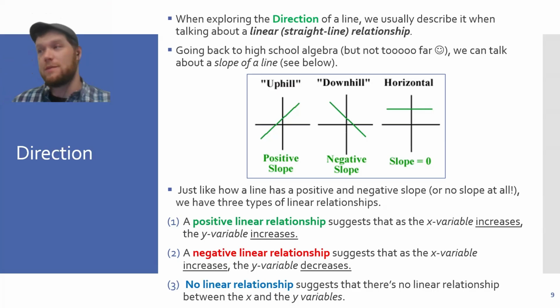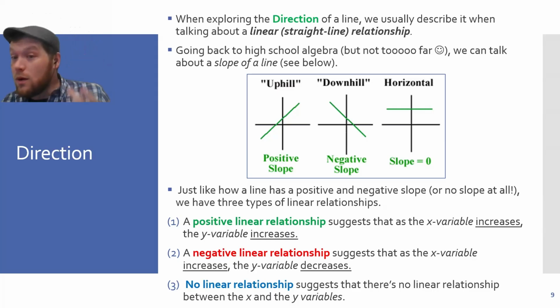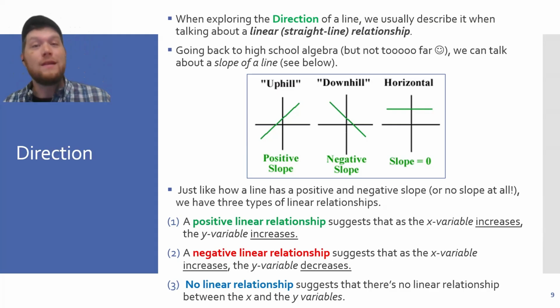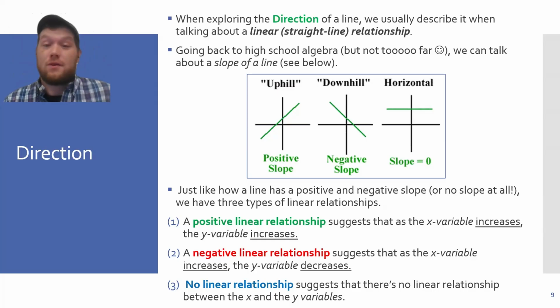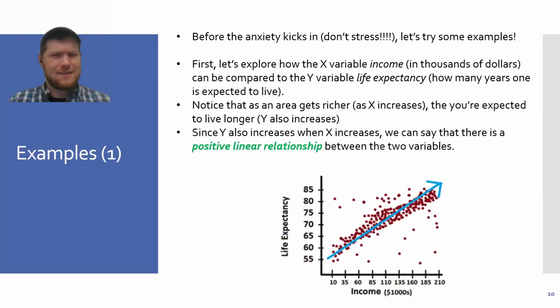No linear relationship. I'm going to be very specific. There's just no line that really makes sense. It's not saying it's not a relationship. We're going to talk about that soon. But whatever relationship there is, if there is one, it's not a linear one. It's got to be something else. So let's try some examples, get comfortable.